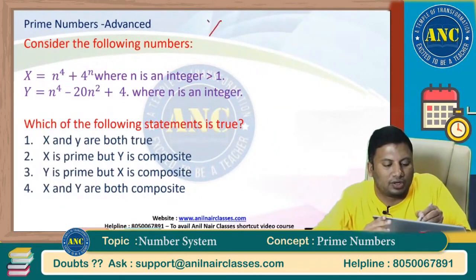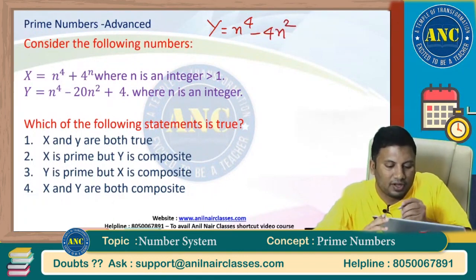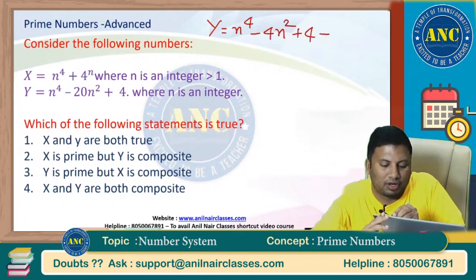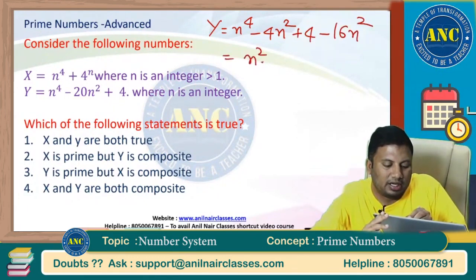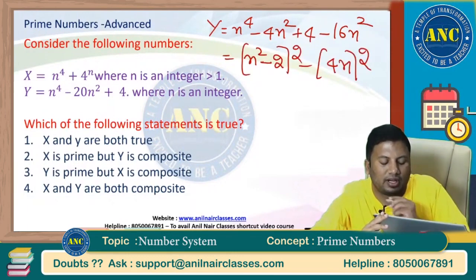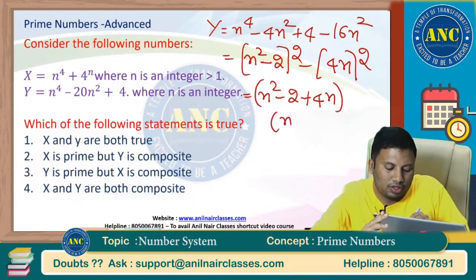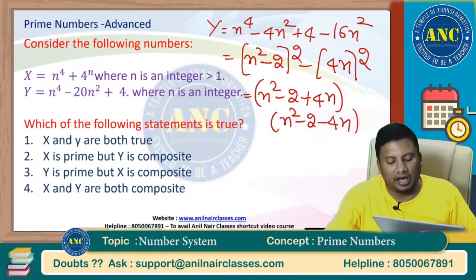Don't get tensed if you see this kind of questions. Minus 4n square plus 4 minus 16n square. These are nothing but n square minus 2 whole square. These are nothing but 4n whole square. A square minus b square, a plus b into a minus b. I hope it is clear.